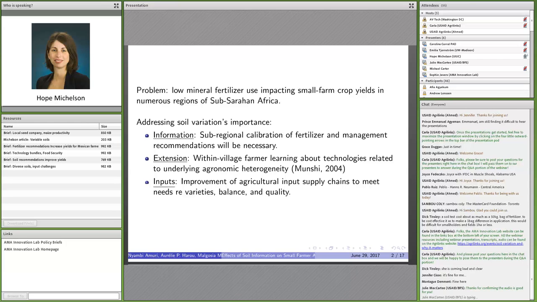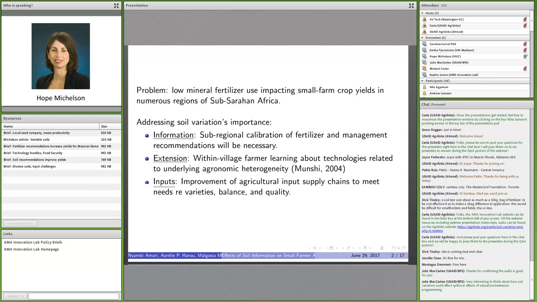And the third piece, which I think about a lot in an associated project, is if you've got all of this important variation, you're going to have a demand for a wide variety of agricultural inputs, in particular fertilizer blends. And you're going to need well-capacitated agricultural input supply chains to actually meet those needs. So they're going to have to be well-resourced. They're going to have to be able to supply the blends to the right places, to the right people. And so some work that I have suggests that, at least in Tanzania, we may not be there quite yet.